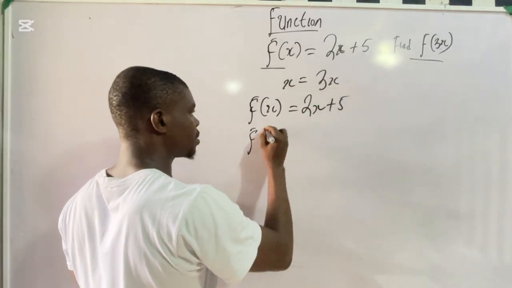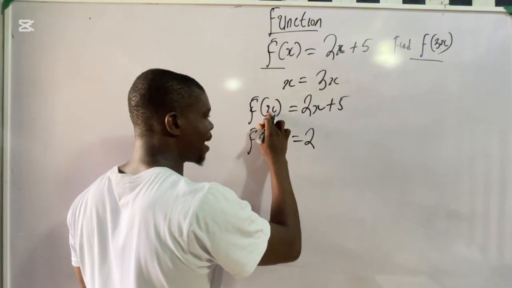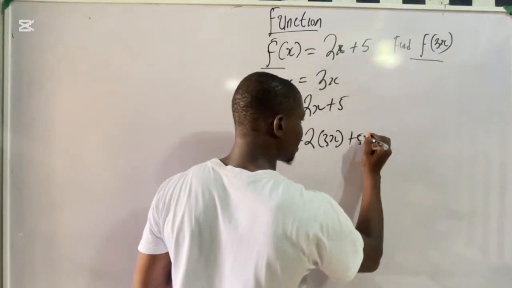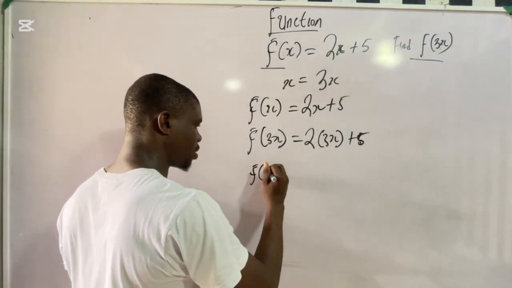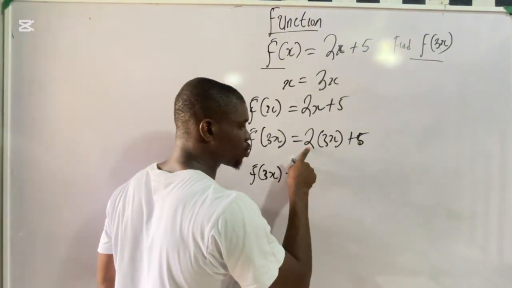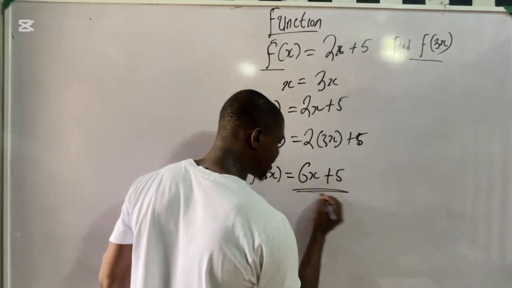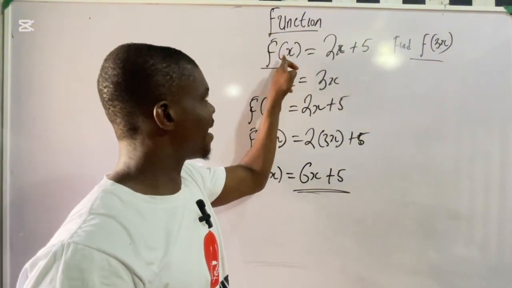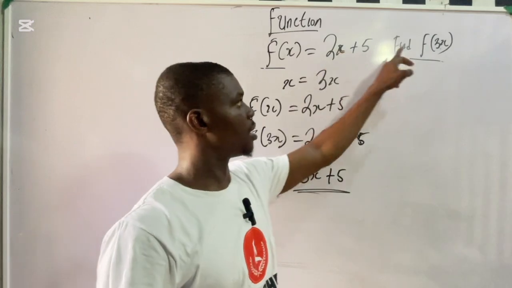So it would be f(3x) = 2(3x) + 5. Remember, x is 3x. Hope you understand. Now, if you open the bracket, 2 times 3x is 6x, plus 5. So f(3x) = 6x + 5. Whenever I have something like this, you understand that this x is equal to this because these two look alike. So this equals this, and they say we should find this.